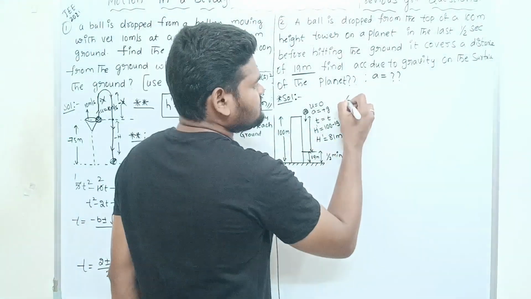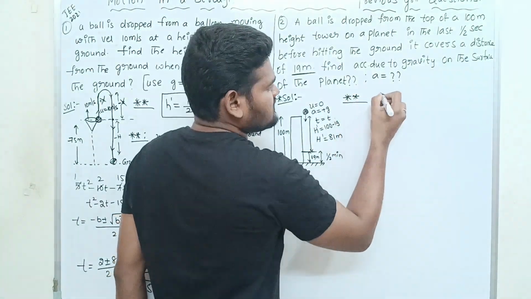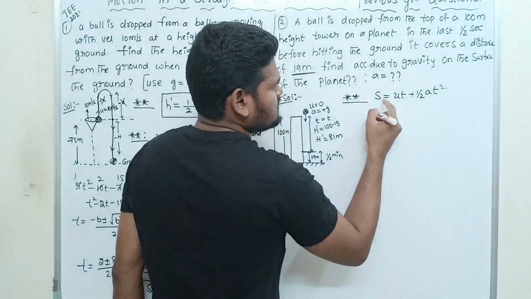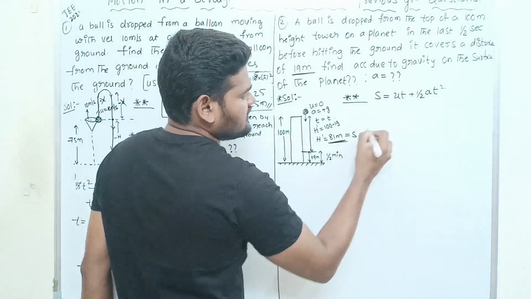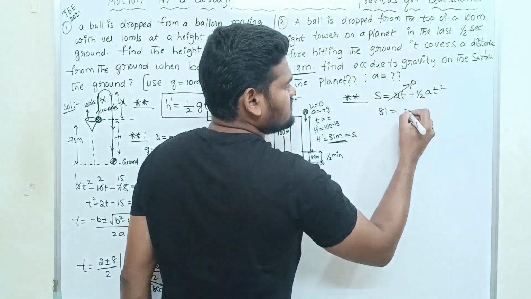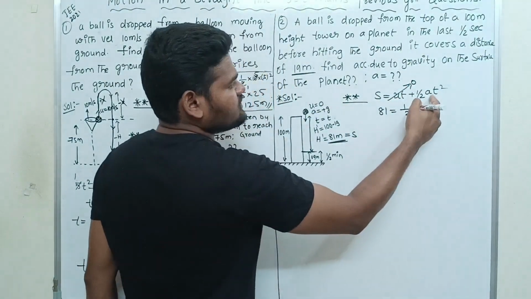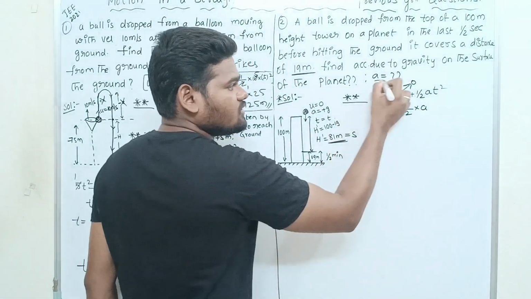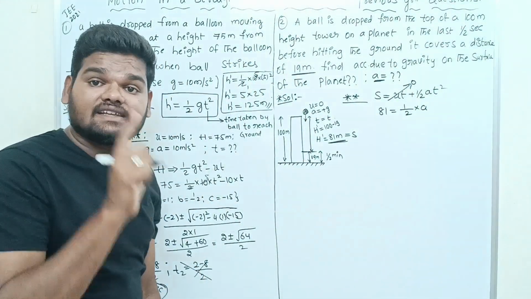Okay, have a look. We have the second equation of motion. What is that? s is equal to ut plus half at square. So what is the displacement, what is the height? s is equal to 81 meters. What is the initial velocity of the ball? 0. Half into acceleration due to gravity. Yes, we have to find acceleration due to gravity. It is not g.